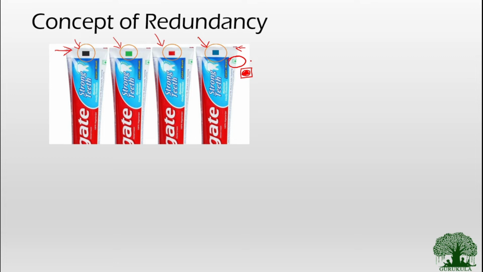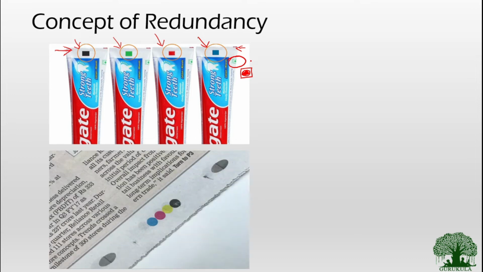The point I am trying to drive home here is that the concept of redundancy is nothing but the addition of information to the existing data units. Alright, let me put up another example. Have you ever seen these colorful dots at the bottom of the newspaper that we buy every day? What are these colorful dots used for?